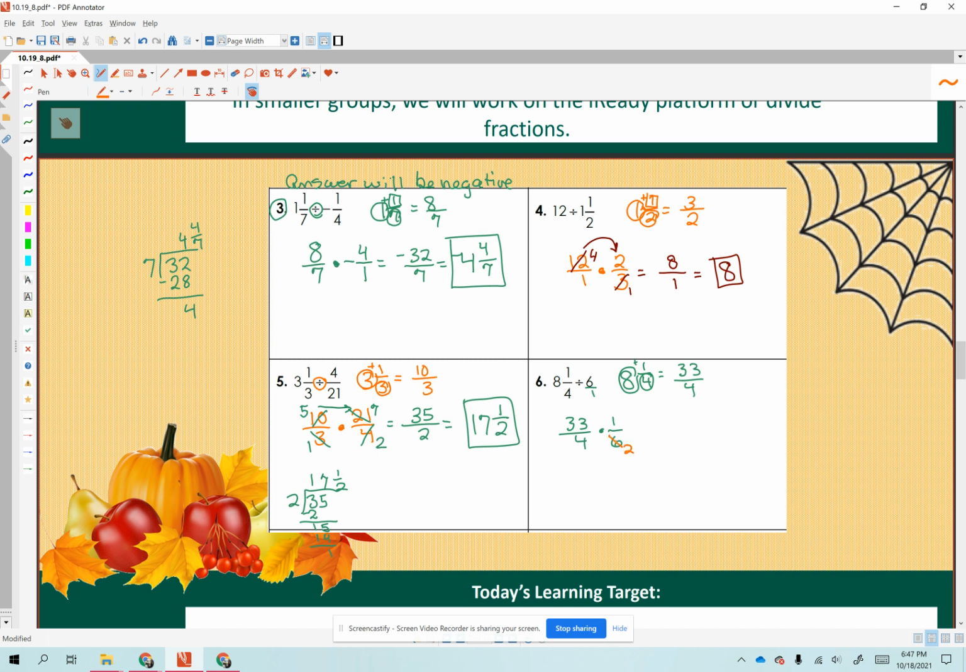Now 33 and 6 are both divisible by 3. 6 divided by 3 is 2. 33 divided by 3 is 11. So 4 and 1 are already simplified. So 11 times 1 is 11. 4 times 2 is 8. And if we divide 11 by 8, that will go one time with 3/8 left over.